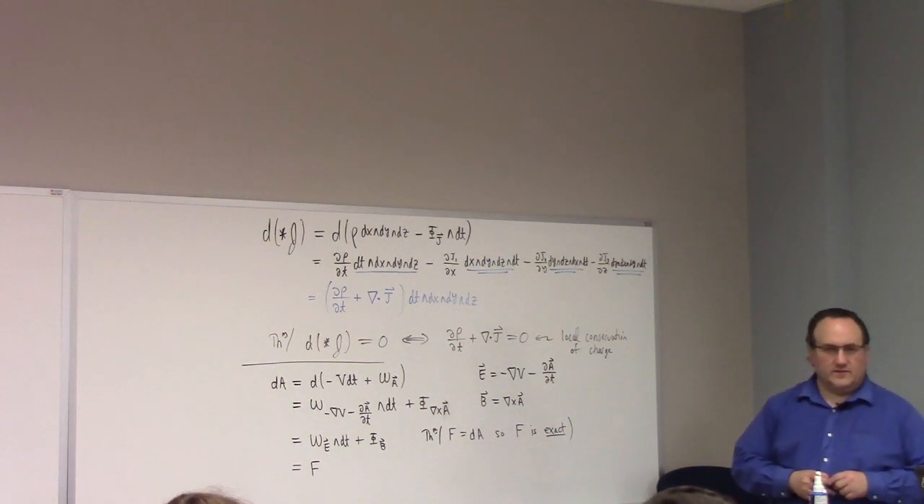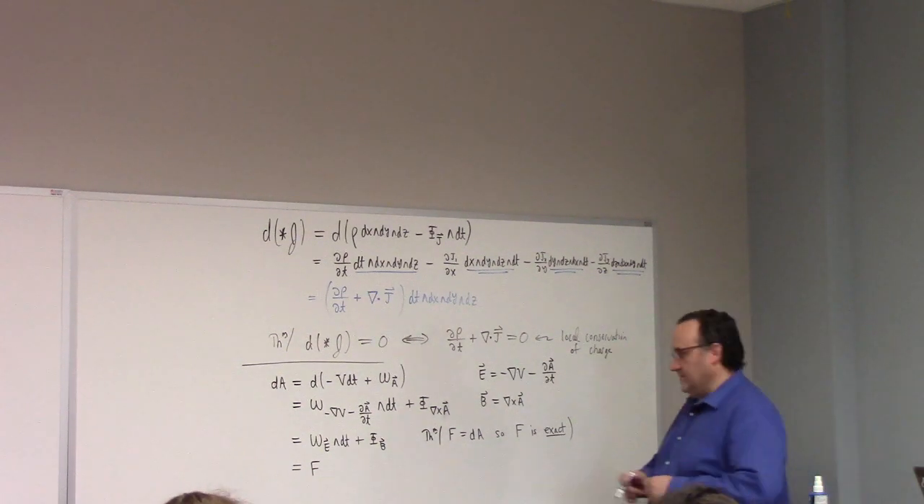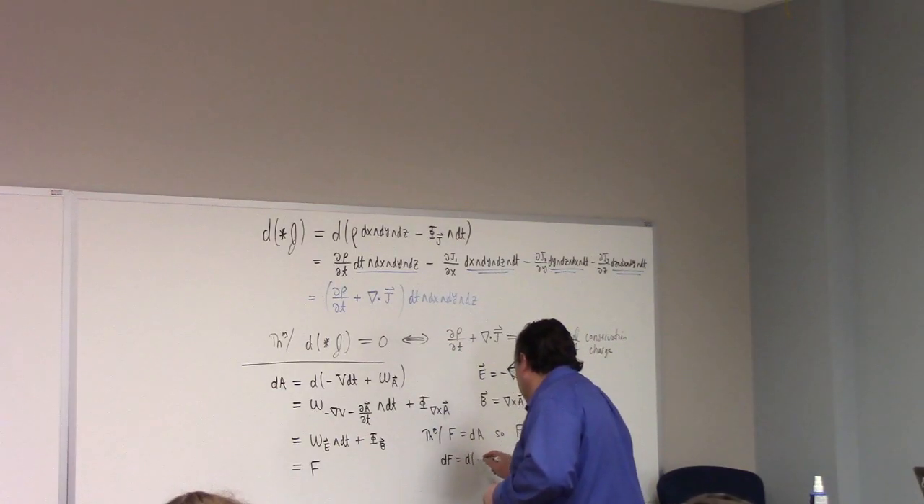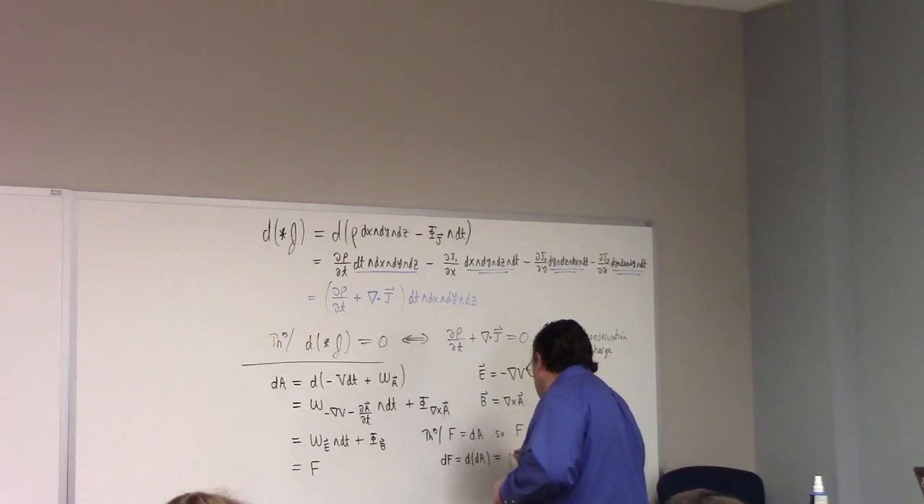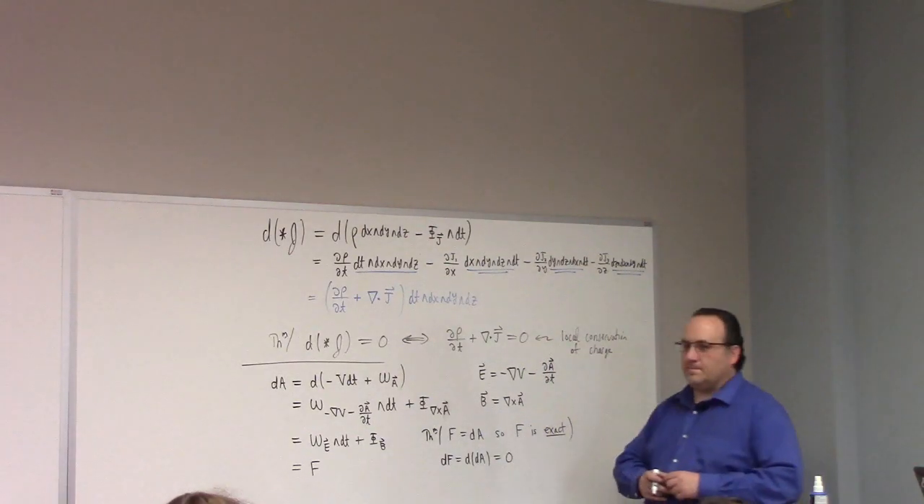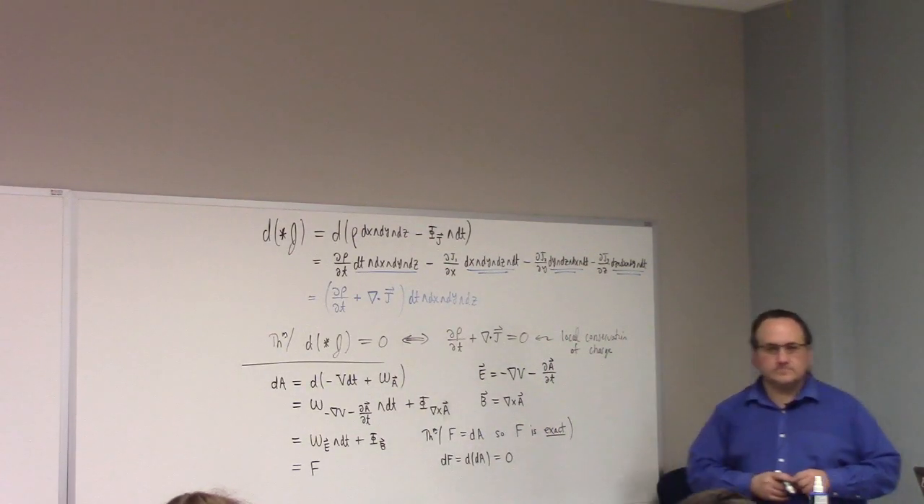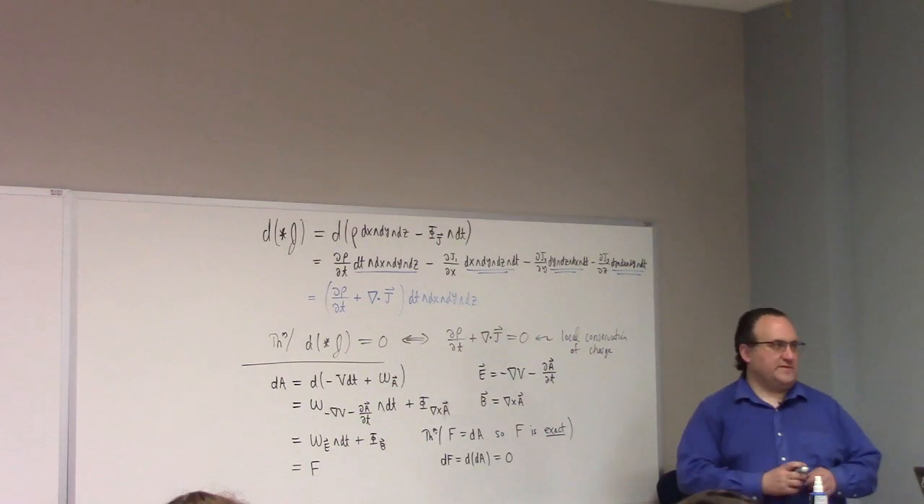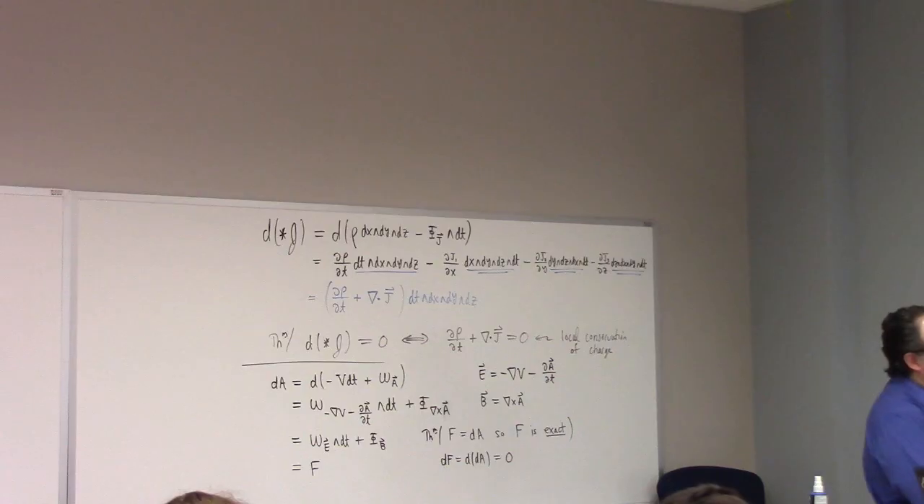But by the way, it's also closed, right? So dF is equal to d of dA, which is equal to 0. But what is dF equal to 0?